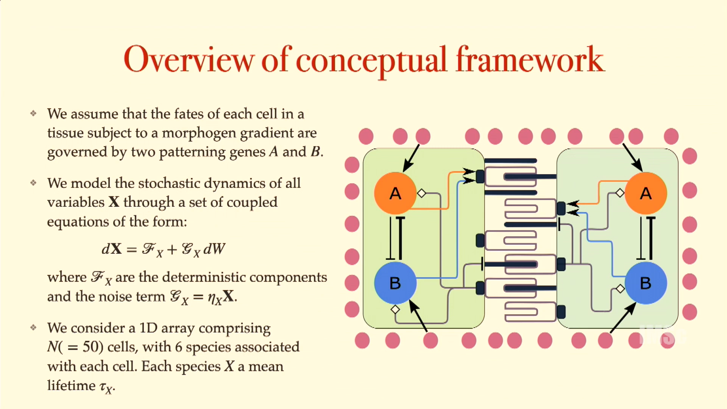And so, this is a very broad overview of the framework that we use. If this looks a bit complicated, then in the subsequent slides, I'll go through the various facets of the model. But this is just to give an overall picture. I just want to mention that the model that we use is basically of this form, where we have variables X. I'll explain what the variables are. And you have deterministic components of the equations, and you have a noise term, which is just given by that very simple form, right? So we assume that each species has some mean lifetime, so everything decays naturally.